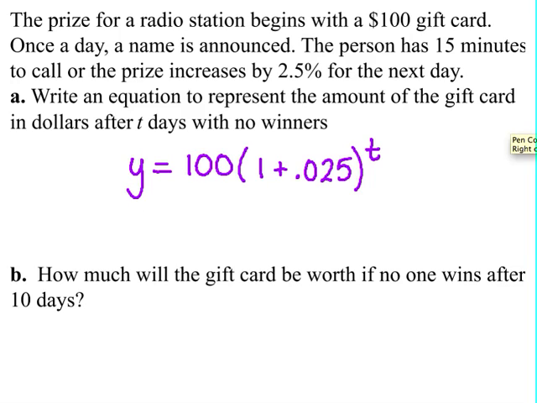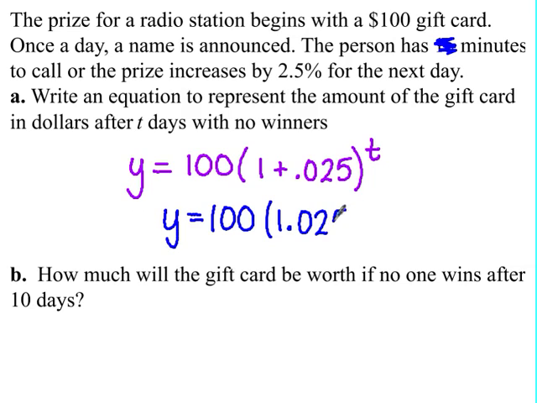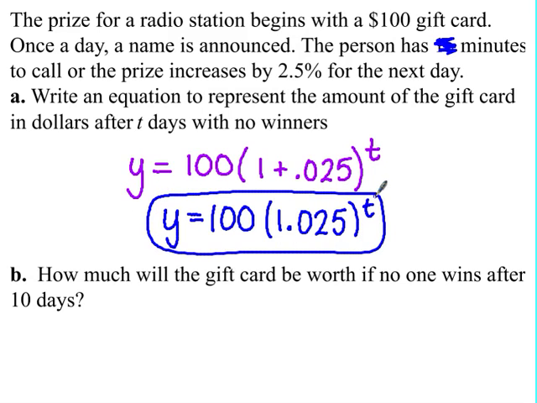What do you do with the minutes? You don't need to worry about the minutes because it doesn't matter. It just says that they have 15 minutes to call in or they win. So that 15 is extra stuff. You don't need that in the problem. Now, real quick, add 1 plus 0.025. What will that give me? 1.025 to the t power. And that will be your answer.